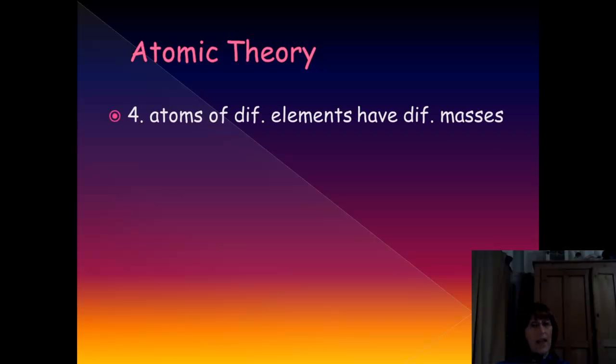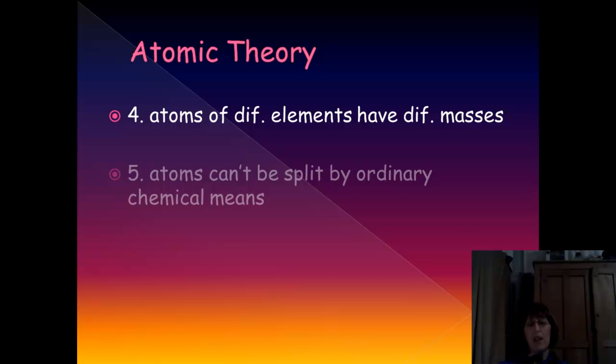Okay, number 4. Atoms of different elements have different masses. So again, if you've got the atoms of the same element, they're going to have the same average masses. If you get gold and oxygen, they're not going to have the same mass. Again, don't overthink it. That just makes sense. And number 5, finally, atoms can't be split by ordinary chemical means.